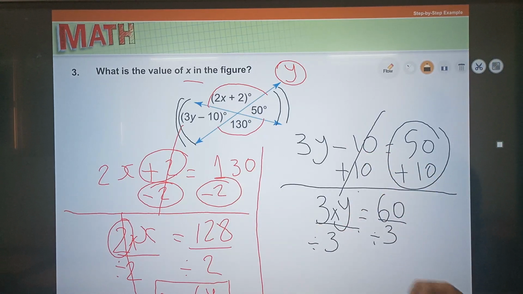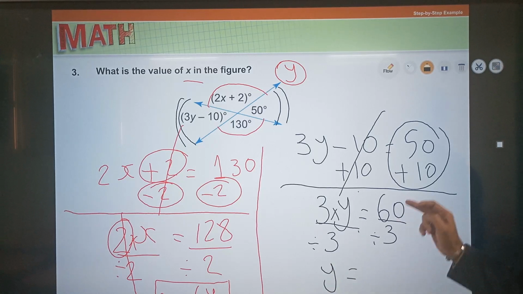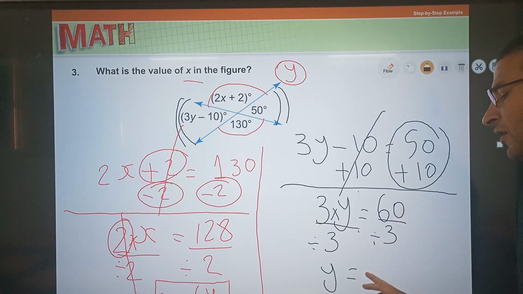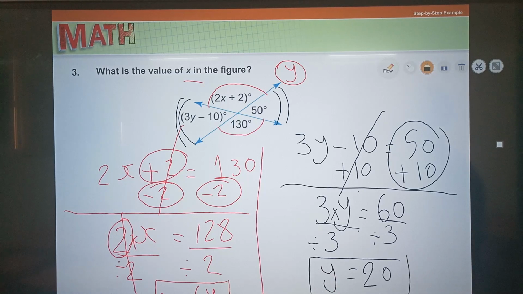After that, we'll divide both sides by 3. So the value of y will be equal to what? The value of y, 60 divided by 3. So the value of y is equal to 60 divided by 3, which is 20. So the value of y is equal to 20.